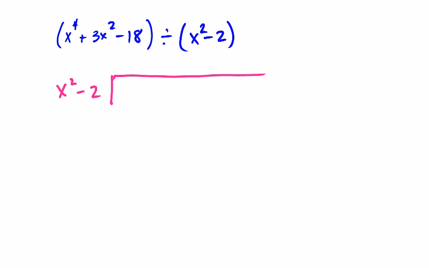And on the inside, you'd have x to the fourth. But do you notice how there's no x cubed? You actually want to put that in. So plus 0x cubed. And then notice it goes down. You want it to go down by 1 at a time.